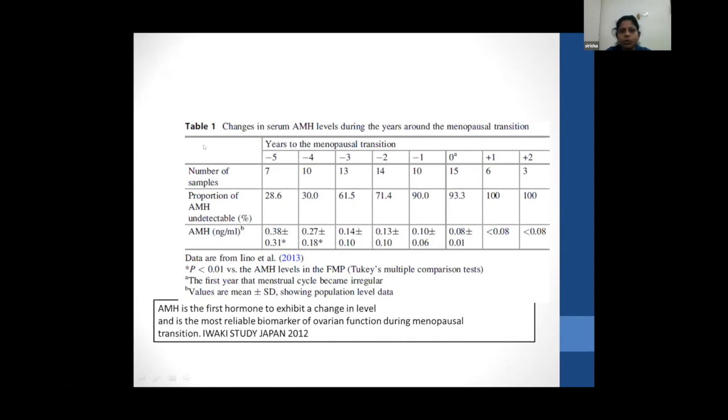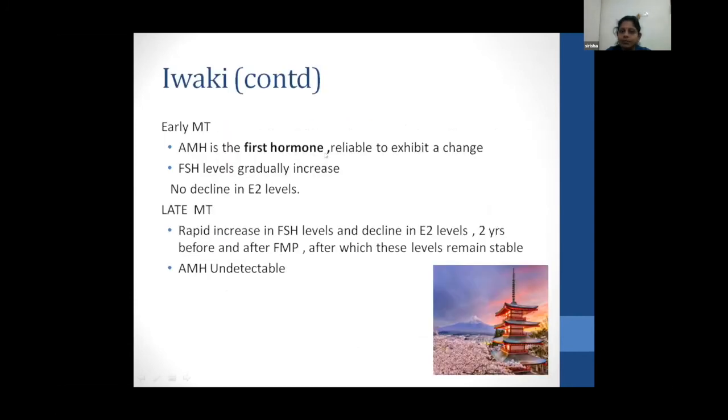So what is the conclusion of this study? AMH is the first hormone reliable to exhibit a change. FSH levels only gradually increase, and there is no decline in estrogen level in the early menopausal transition. Whereas in the late menopausal transition, there is a rapid increase in FSH levels and a decline in estrogen levels. This is during the 2 years before and after the menopause, and at this time the AMH becomes undetectable.